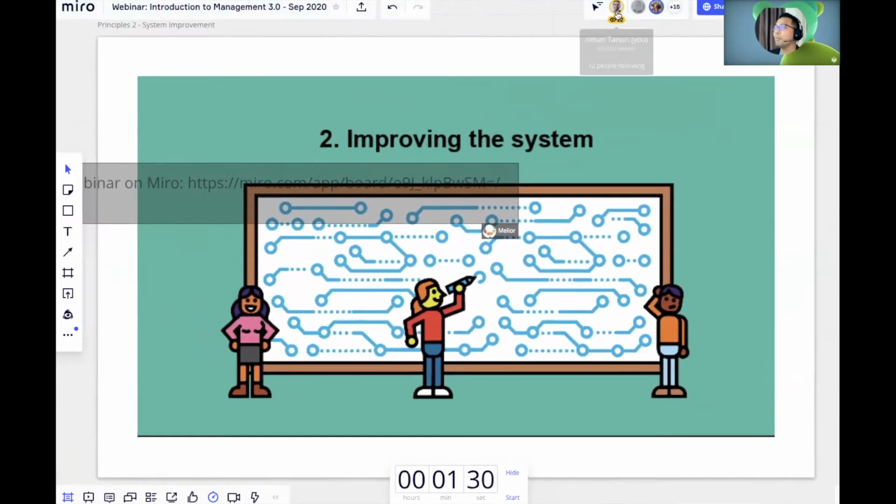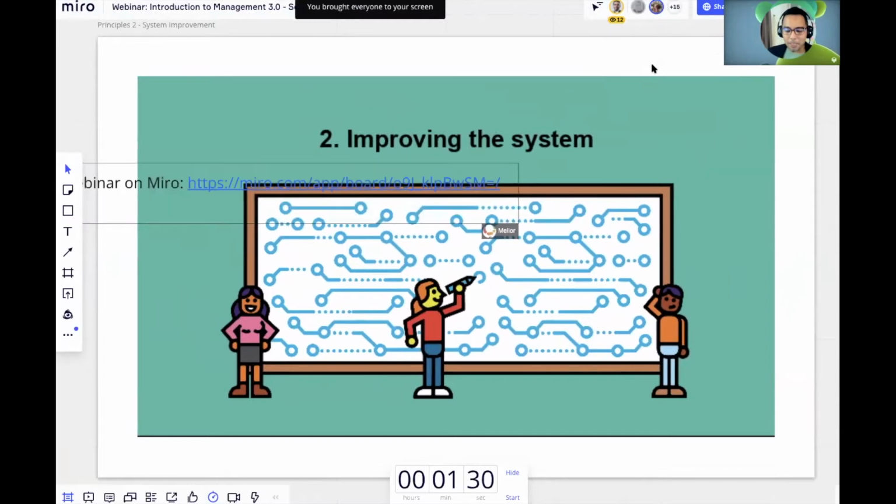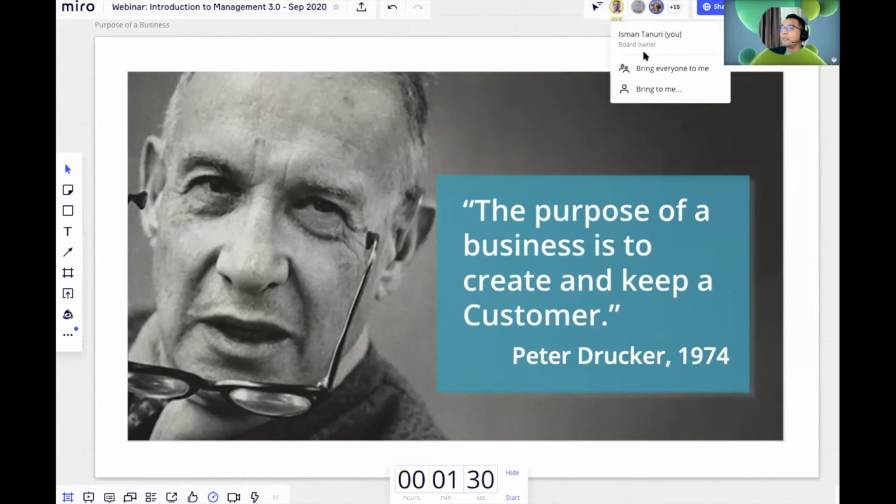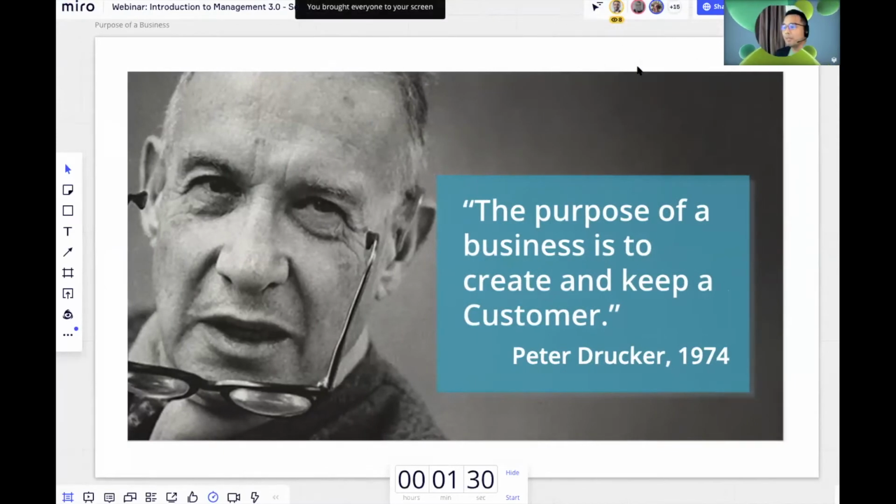That is what it means when we say in Management 3.0, one of the principles, the key principle, is how do we improve the system that we are in? Peter Drucker says the purpose of a business is to create and keep a customer. There is really no other reason why an organization should exist. It's really about how do we come together using our collective knowledge, our collective expertise, to create value that we can deliver to the customer.